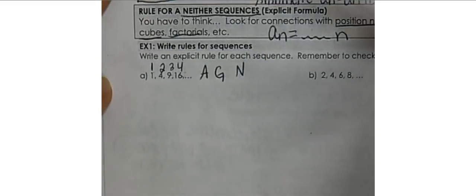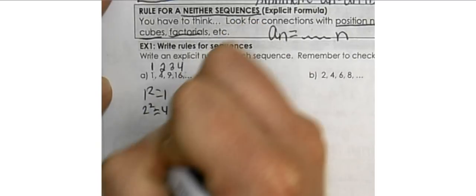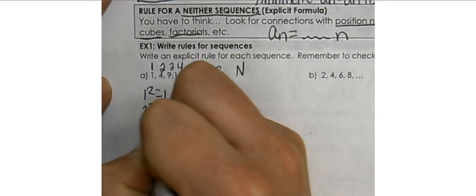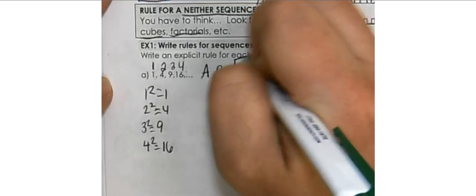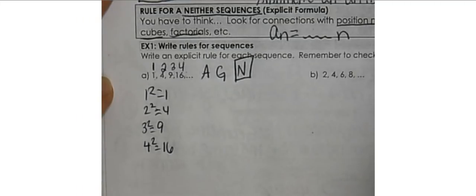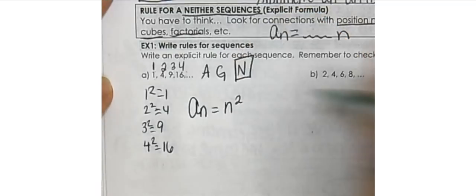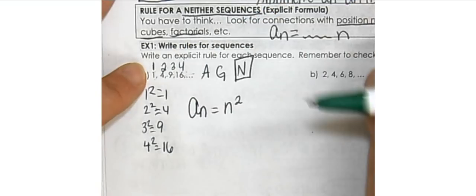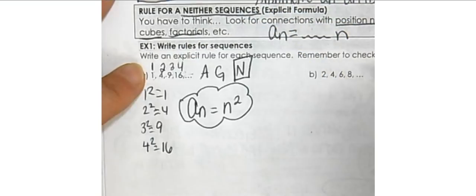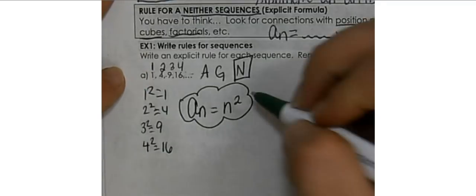And I know that 1 squared is 1, and 2 squared is 4, and 3 squared is 9, and 4 squared is 16. So this tells me that this is a neither sequence, and what I'm doing is taking my position and squaring it. My position squared, and that's how I'm able to come up with these numbers. And that is my explicit rule. A sub n is equal to n squared.